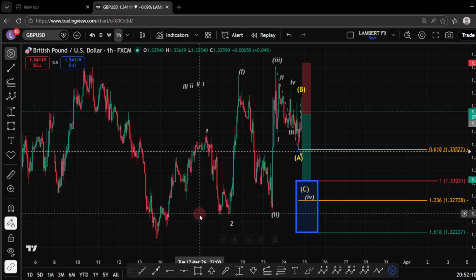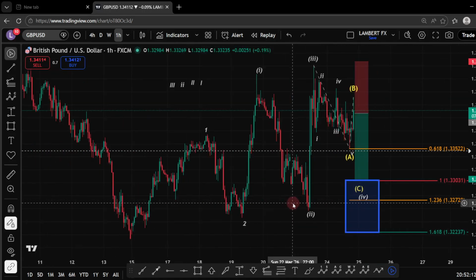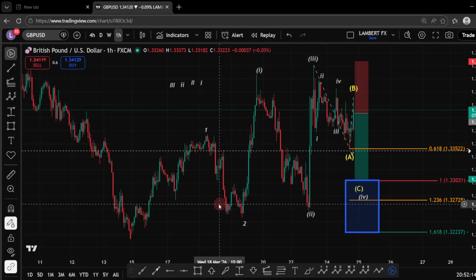So, with Elliott wave, you have what are called motive waves and corrective waves. A motive wave is an impulsive movement in the market, and the corrective waves are basically your pullbacks.